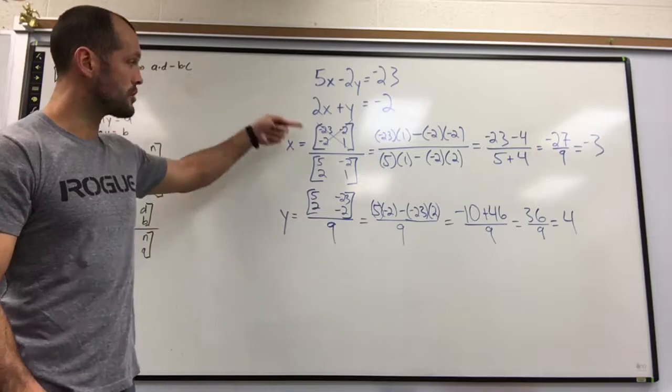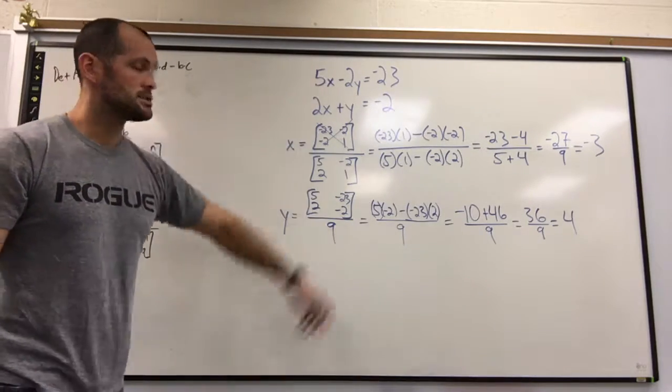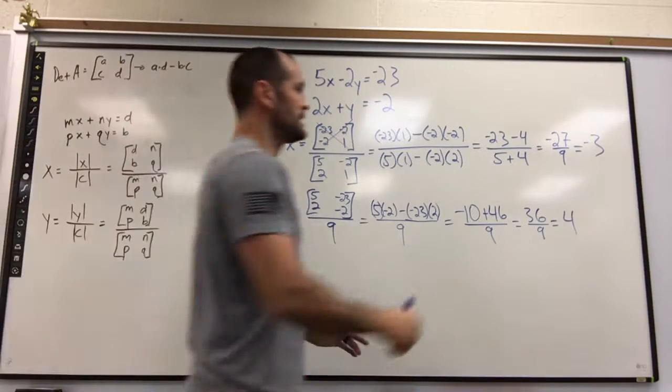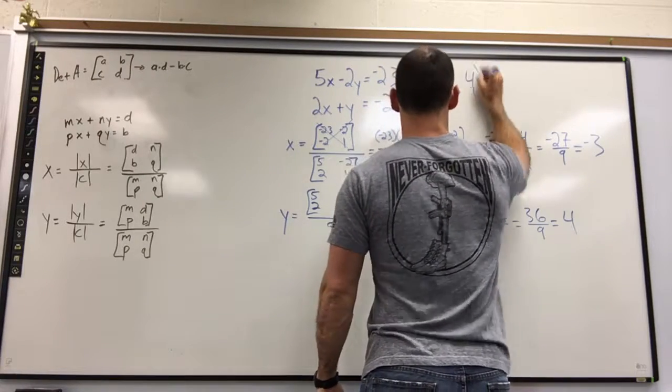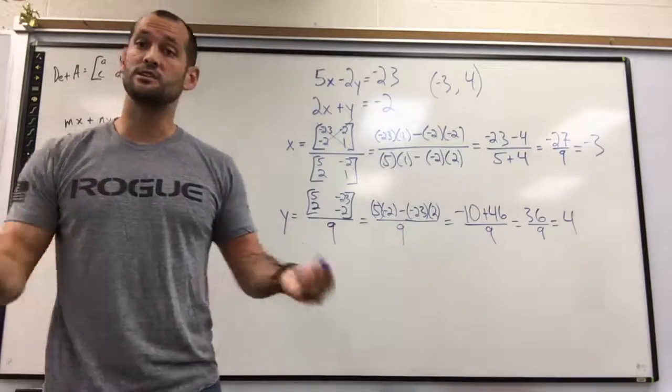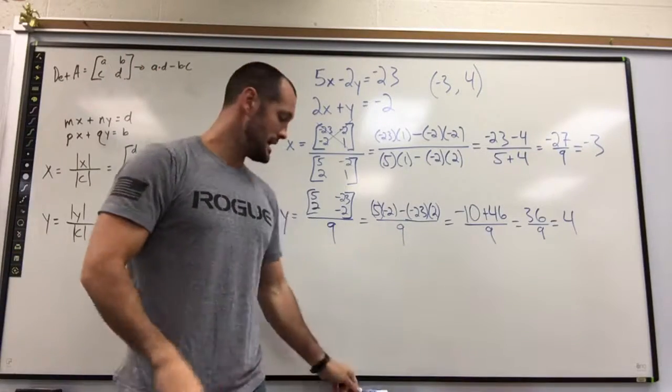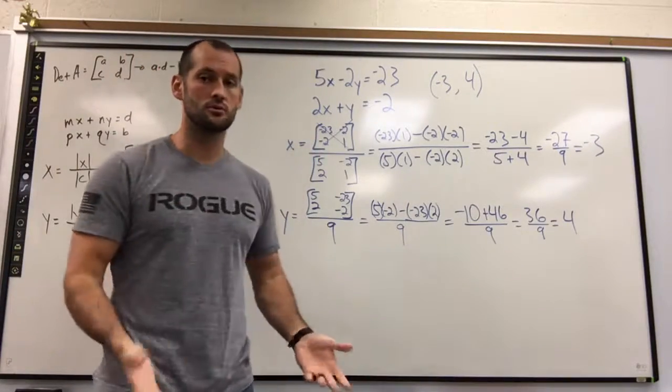You have just used Cramer's rule to solve systems of equations. Your final answer is negative 3, 4. That's how to find the determinant of a 2 by 2 matrix and use those skills applied to Cramer's rule to solve.